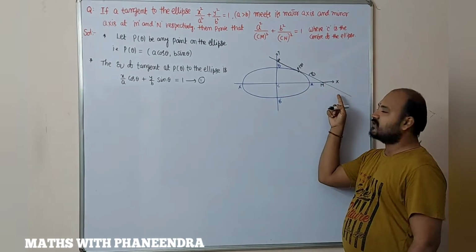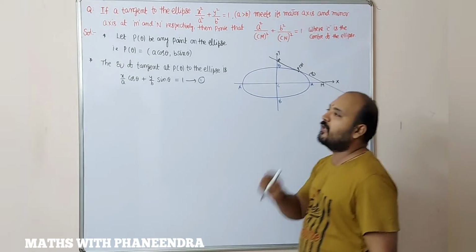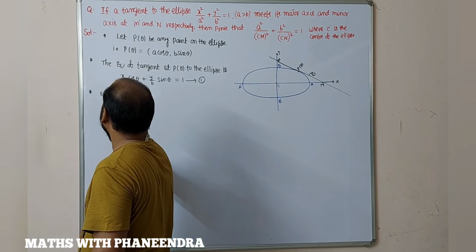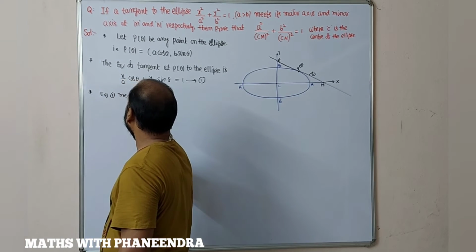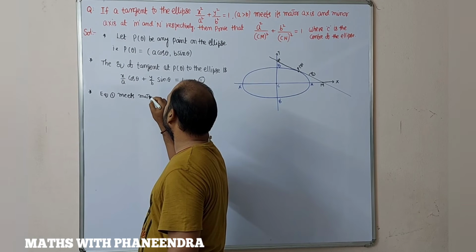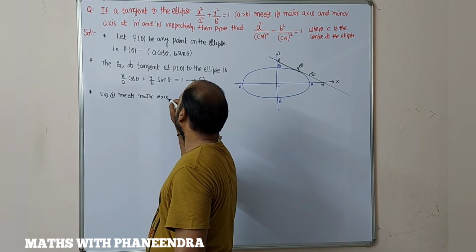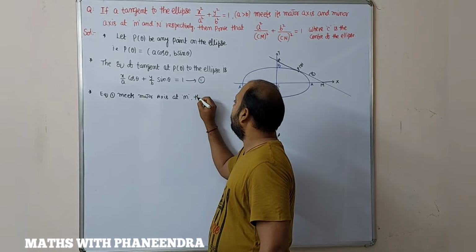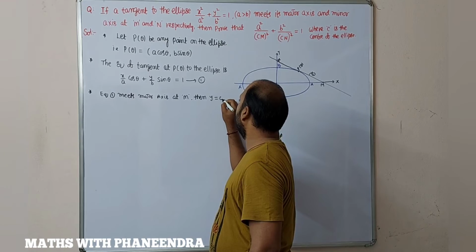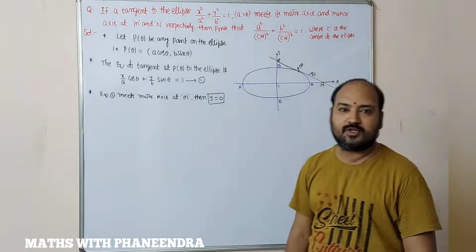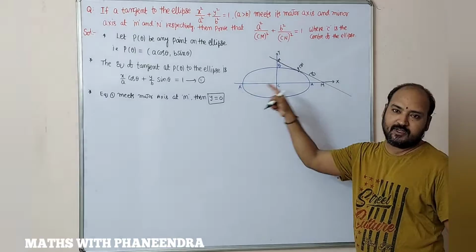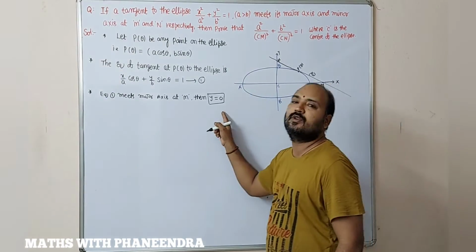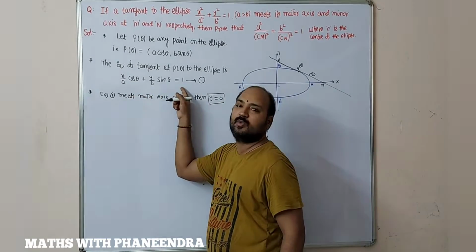Equation 1 meets major axis at the point M. Major axis means here x axis. Equation 1 meets major axis at M, then y is equal to 0. Sir, why sir you are writing y is equal to 0? Major axis A dash, it is indirectly x axis. On x axis which coordinate is 0? Y coordinate is 0. So y is equal to 0, substitute in this equation.